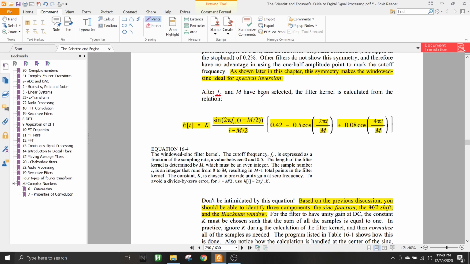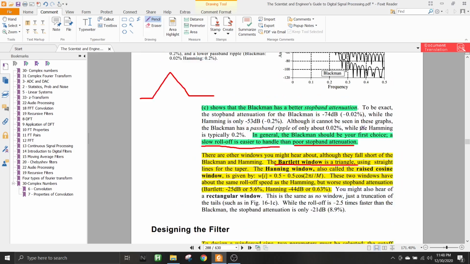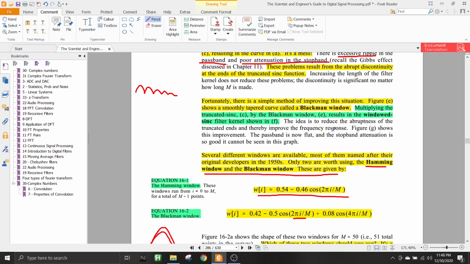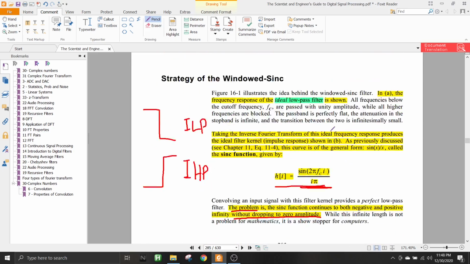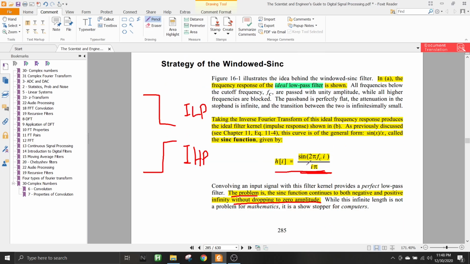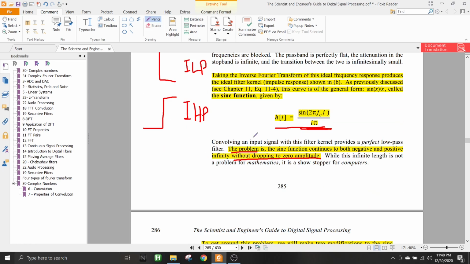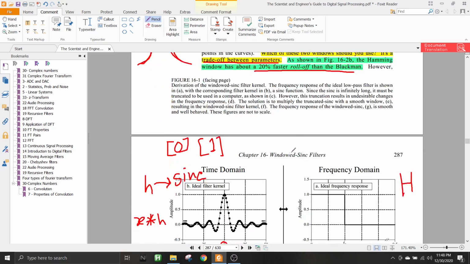Okay, so now FC and M. FC is the cutoff frequency and M is the filter length. After selecting them, the actual filter kernel can be calculated using this relation. Previously we set the filter kernel to be something like, if you remember, h[i] was 2 pi fc sin(2 pi fc i) divided by pi i. This was the simplistic version of the ideal sinc function.